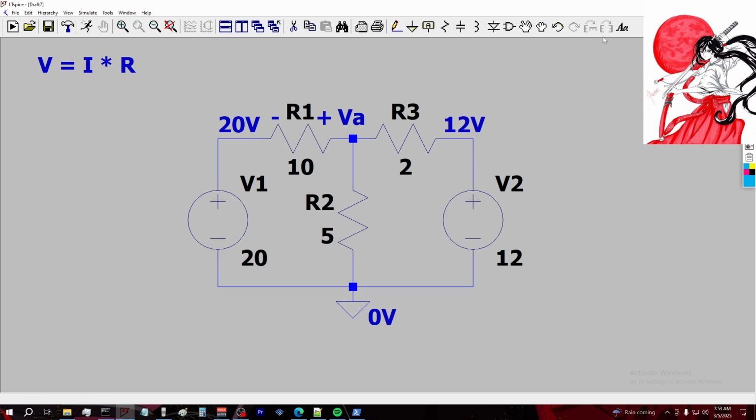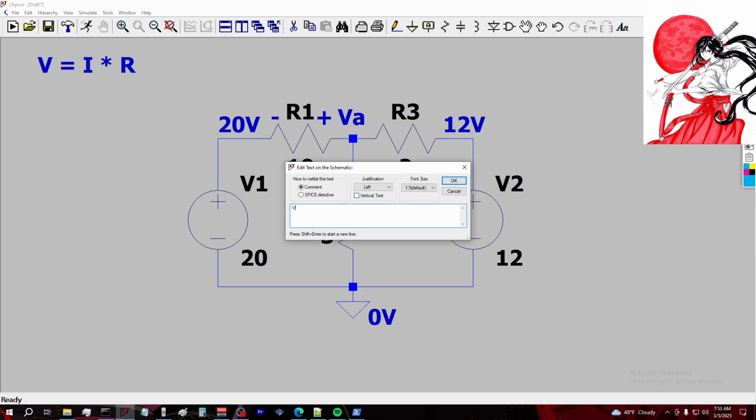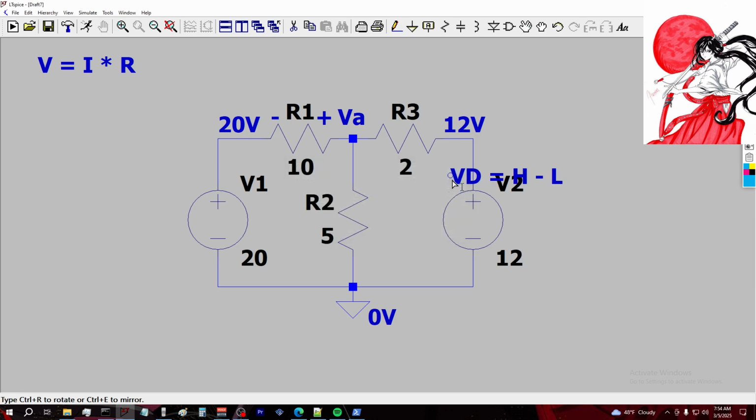So the formula, let's write the formula now for voltage difference. Voltage difference equals the high potential minus low potential, right? This is what voltage difference equals. Voltage difference equals high potential minus low potential. So as we can see, VA is going to be the high potential here, and 20 volts is going to be the low potential here.